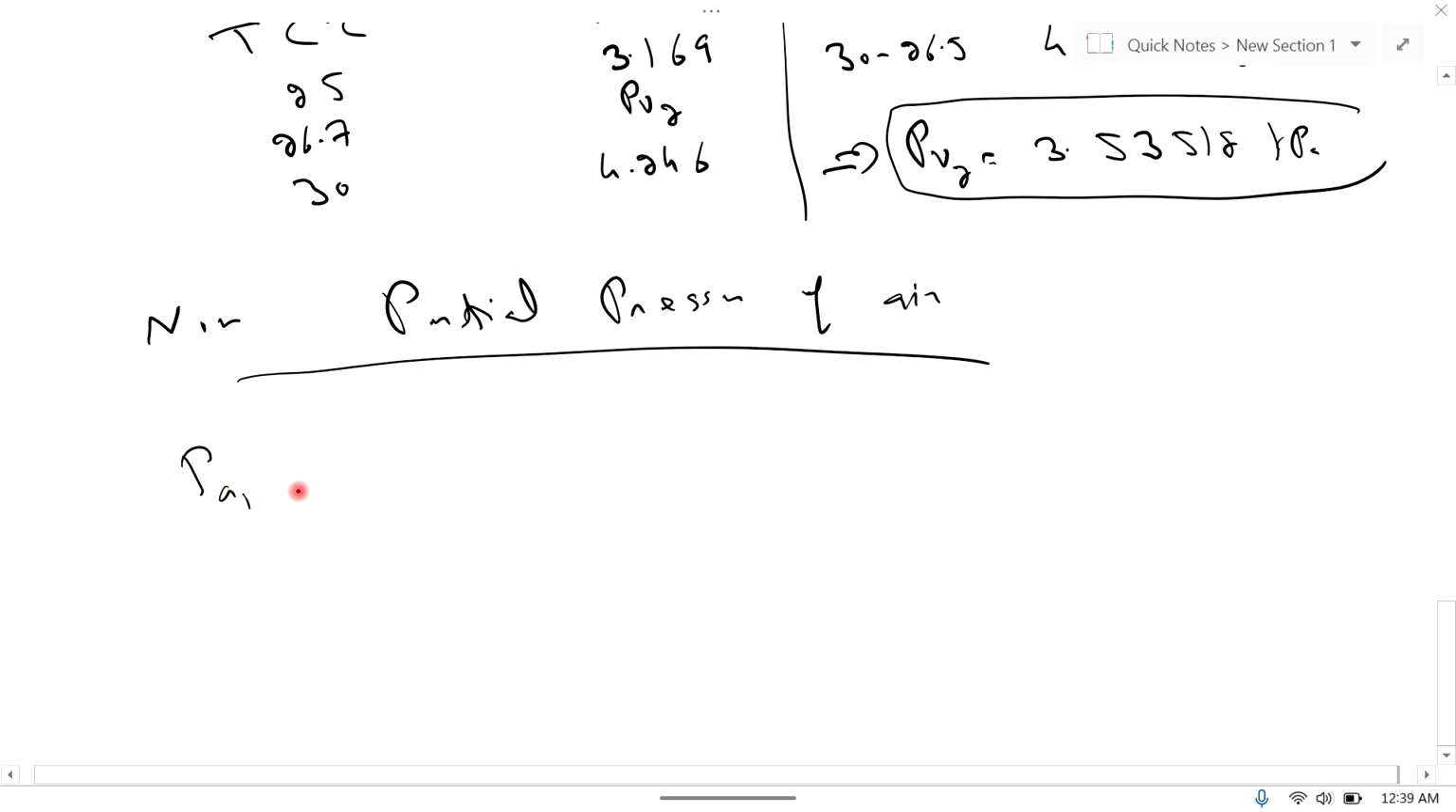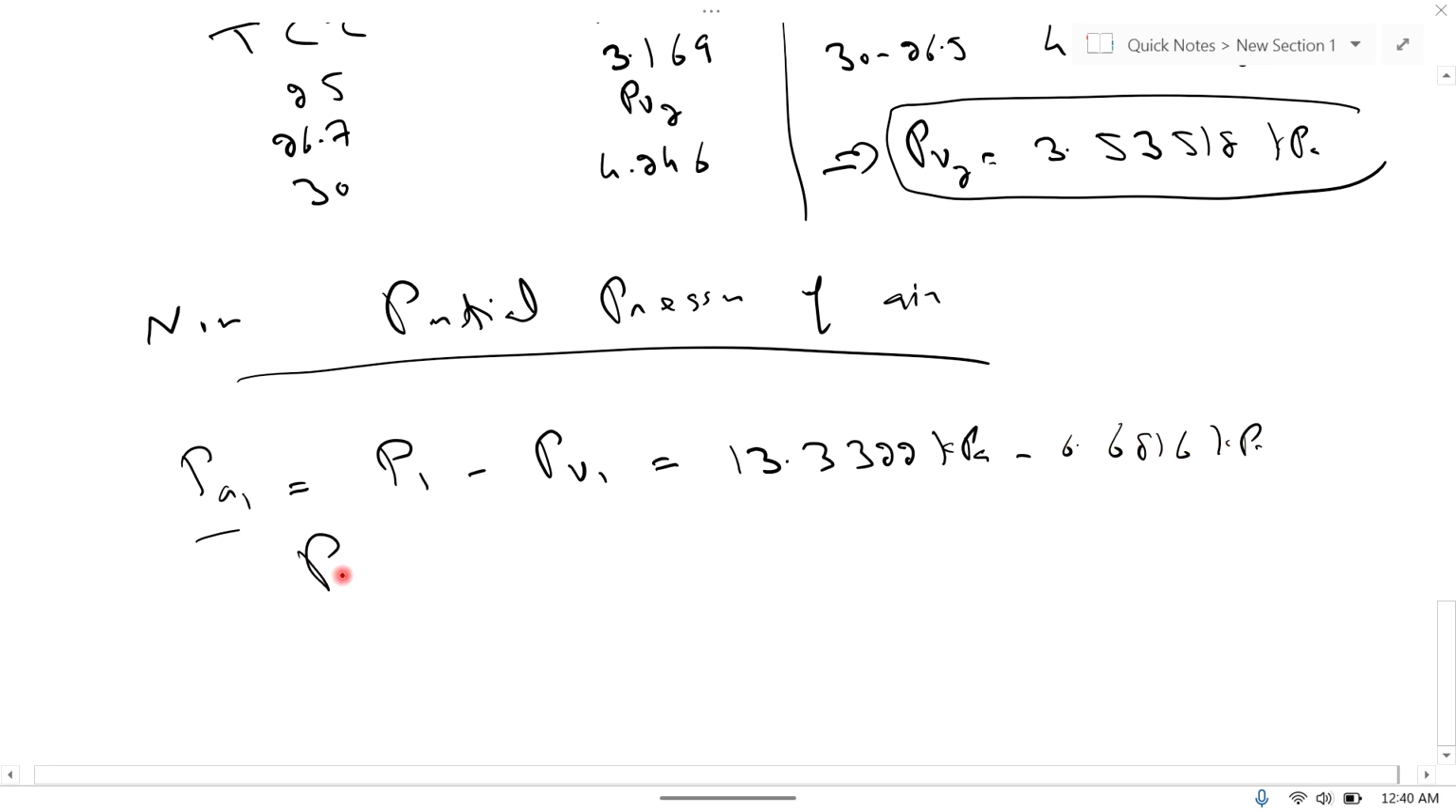So PA1, partial pressure of air initially, is equal to total pressure minus pressure of vapor. This will be the partial pressure of air. So P1 is given in the data as 33.22 kilopascal minus 6.6816 kilopascal. So pressure of air initially is equal to 26.6506 kilopascal.